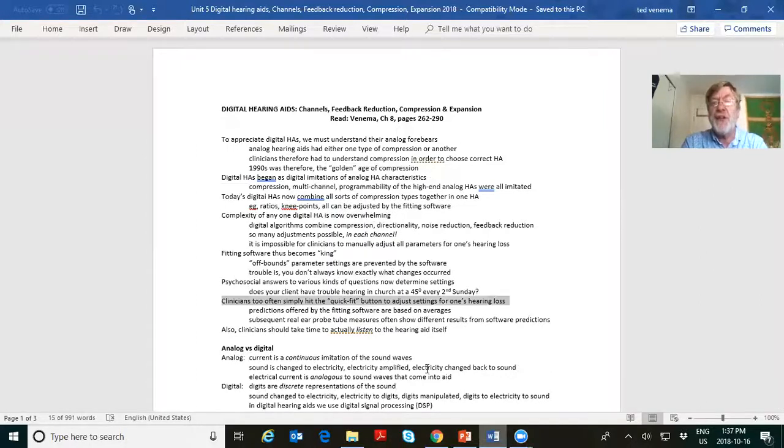Predictions offered by the fitting software are based on averages. You gotta have the software or you're screwed. You can't even begin because the complexity is overwhelming. But never think that your fitting is done just because you fit with the software. You need to verify and prove: are you getting what the software said you'd get? That's what you will be learning in 250 next semester, real ear measurement. Subsequent real ear probe tube measures often show different results from the predictions given in the manufacturer fitting software.